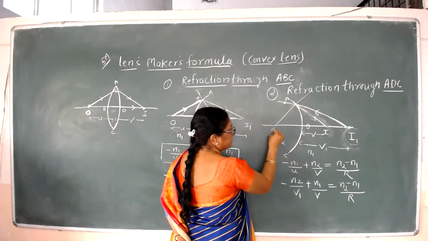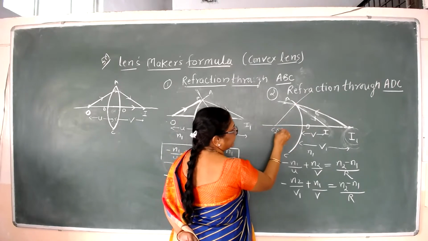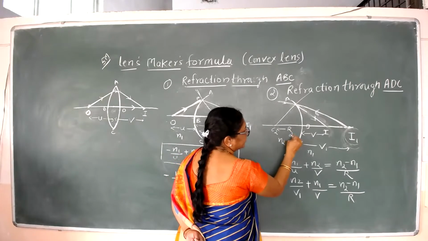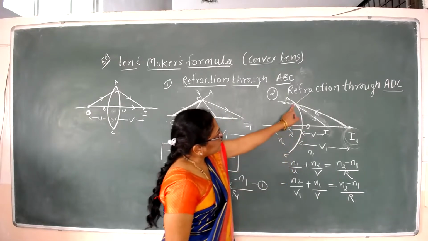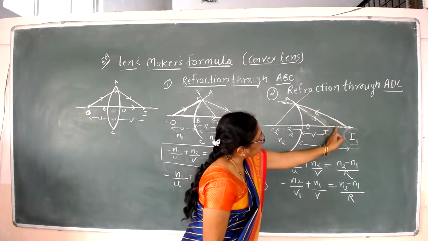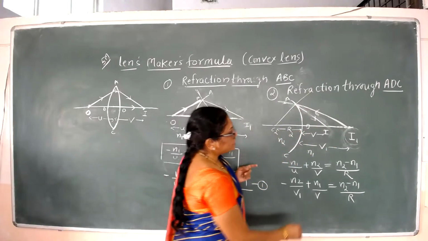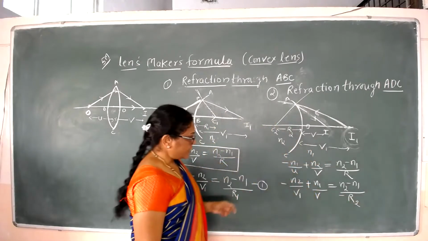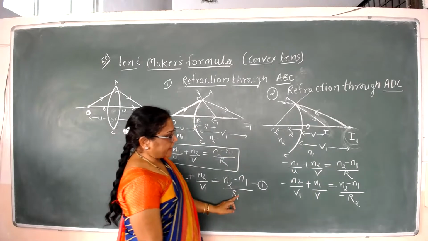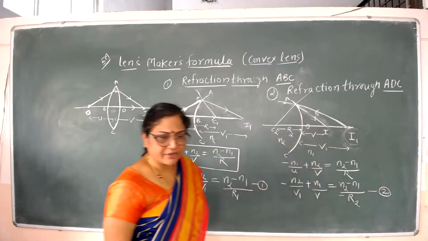The center of curvature is C2 on this side, and the distance between both of them is known as the radius of curvature, and this is considered to be R2. So here the incident ray is in this direction and the radius of curvature is in the opposite direction. So we consider here minus R2. So this is equation number 1 and this is equation number 2.